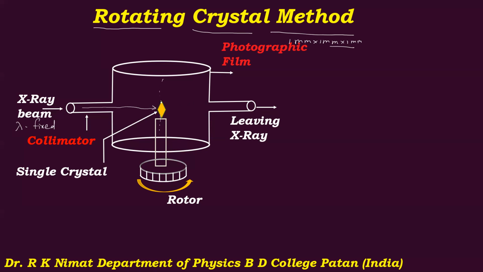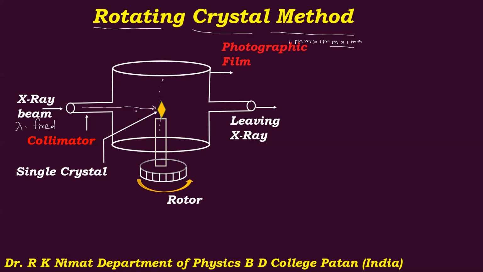Remember that the crystal is kept rotating slowly, mounted on the spindle, and it is rotated with the help of this rotor. The axis of rotation should coincide with one of the crystallographic axes, and the axis of rotation and crystallographic axis are perpendicular to the direction of the incident X-rays. So that is the experimental arrangement used to study the rotating crystal method.